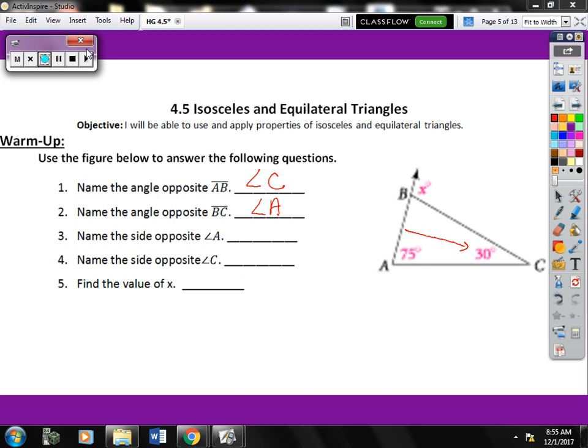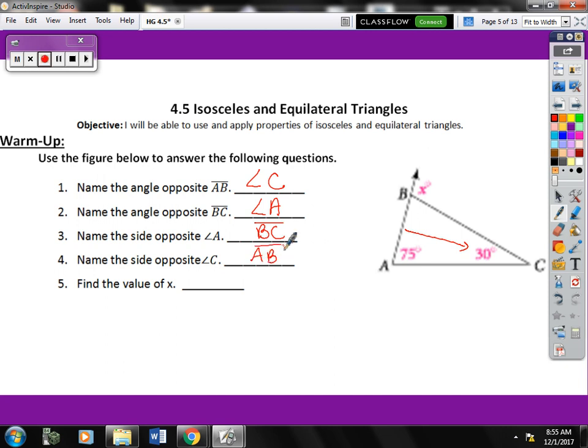All right, what side would be opposite of angle A? What side would be opposite of angle A? Let's see, some people we don't hear from. Jeremiah, what side would be opposite of angle A? Segment BC, very good. And the side opposite of C? Lauren? Segment AB, very good. Kind of goes backwards.